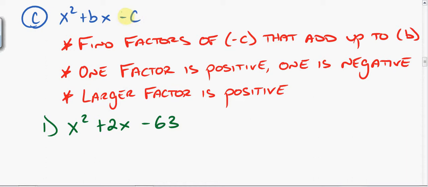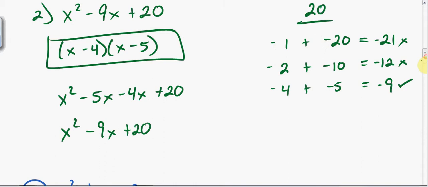So, let's do that. Still we're finding the factors of c, which is negative 63, that add up to 2. And remember, the larger factor is going to be positive here because we have a plus sign in front of b. So, we'll run through our factors one by one. We'll start with 1. 1 goes into 63, yes, and our larger factor is positive, so we'll make 1 negative. Negative 1 times 63 is negative 63. Negative 1 plus 63 is 62, which is nowhere close to 2, so we know those factors don't work.